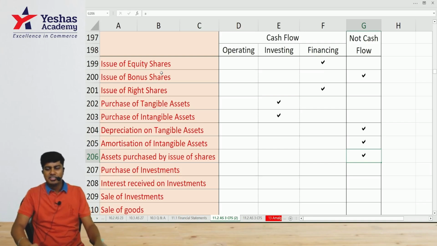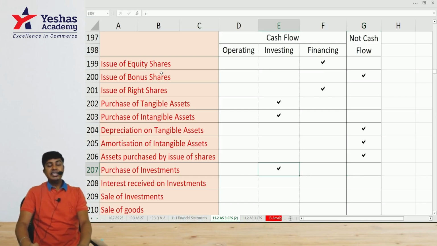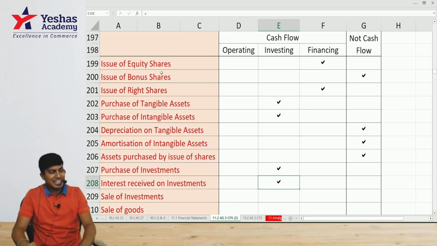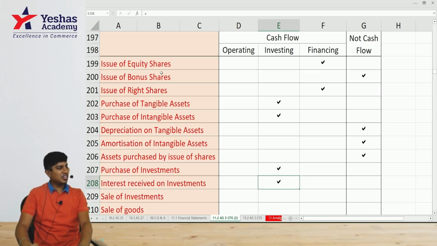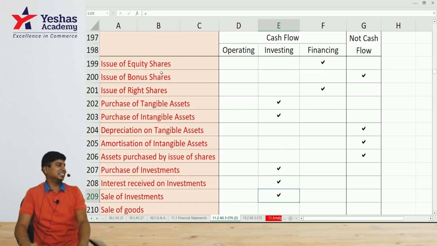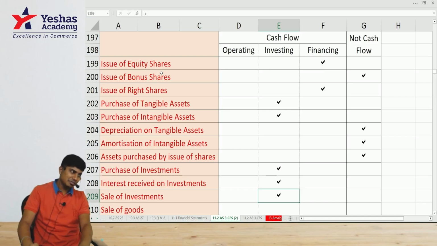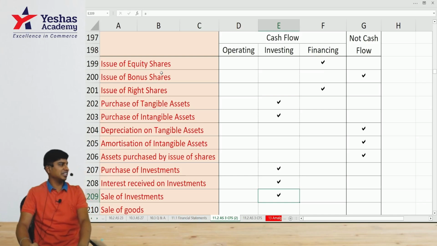Very good. Then purchase of investments. Investing activity. Interest received on investments. Investing activity. That investments fetched you some interest or dividend. That is investing activity. You sold investments. Investing activity. Purchase of investments. Sale of investments. Interest on investments. Dividend on investments. Everything is investing activity.